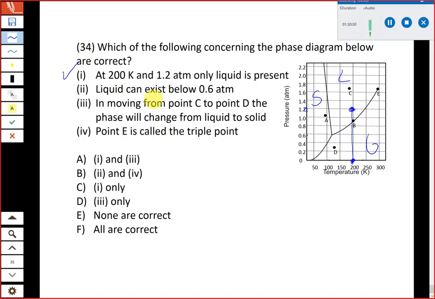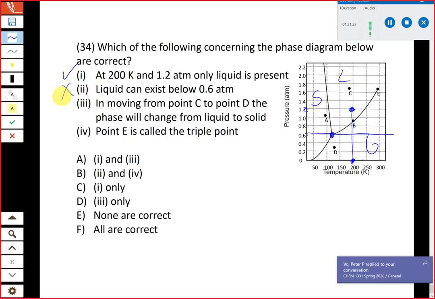Choice two here, liquid can exist below 0.6 atmospheres. So if we draw a line straight across at 0.6 atmospheres, we see that the entire liquid region is above that. And that's because the triple point here, where all three of the phases intersect each other and coexist, occurs at 0.6 atmospheres, and you can never have liquid below the triple point pressure. All right, so this is the triple point, and anything below that, you're only going to have solid and gas, so the liquid only exists above this pressure of 0.6 atmospheres. So that one's going to be false.